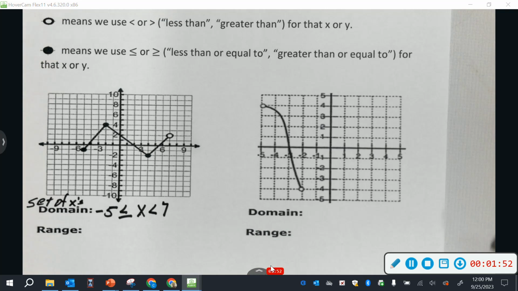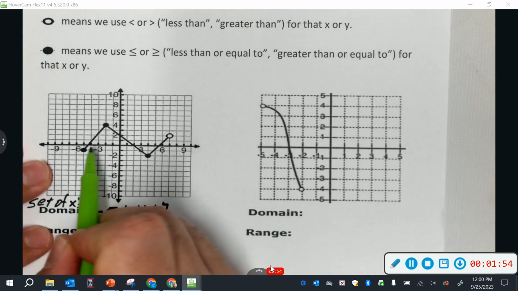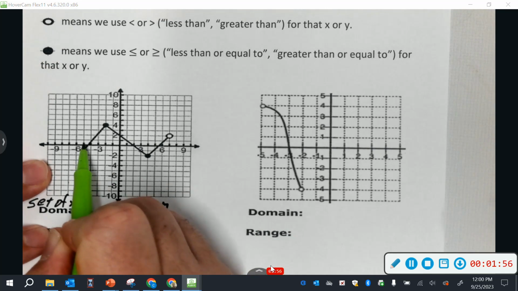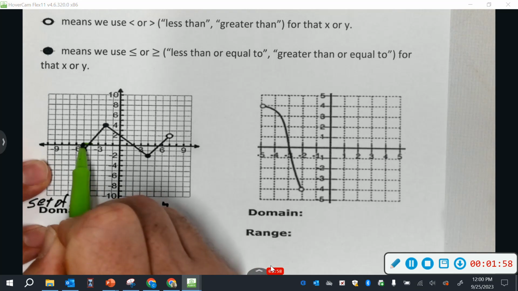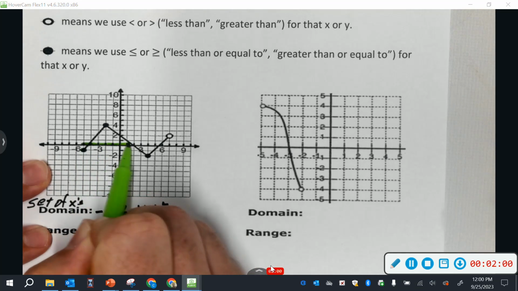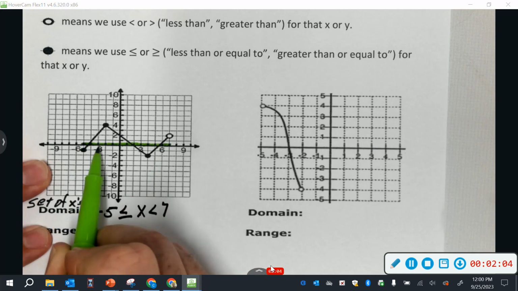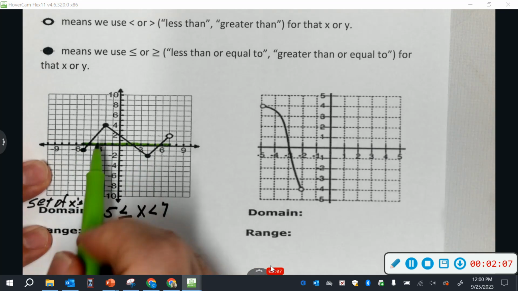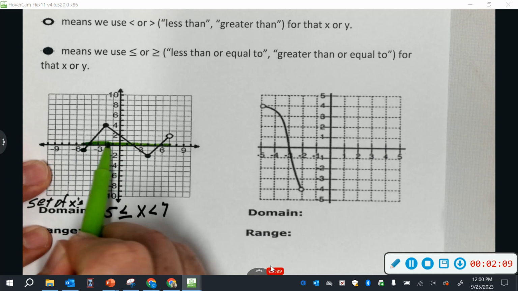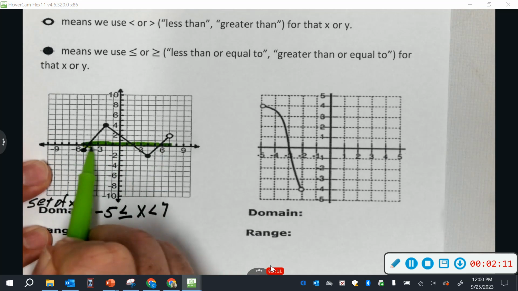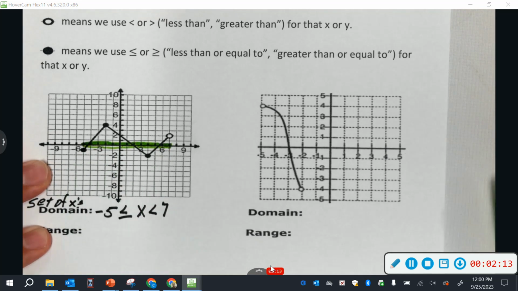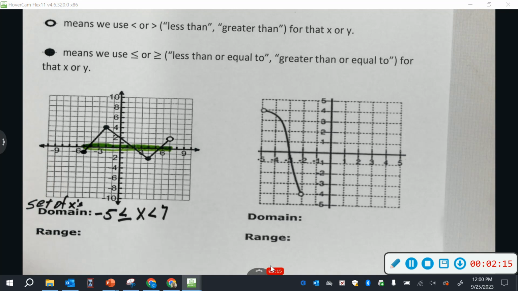So our domain is going to be all real numbers going from negative 5 all the way here to 7. What I have here in green, that's going to be my domain. This is my domain along the x-axis. Alright, next we want to talk about our range.